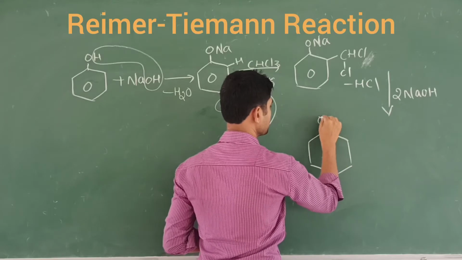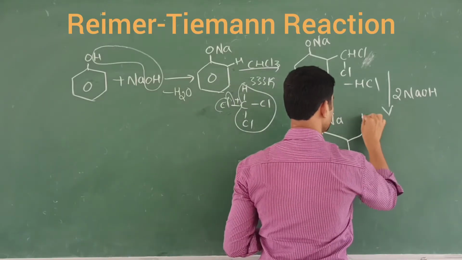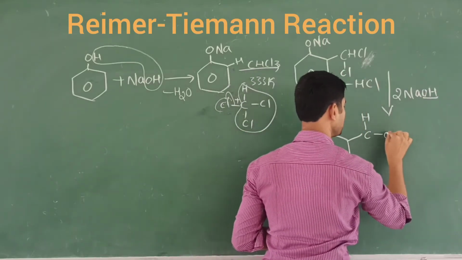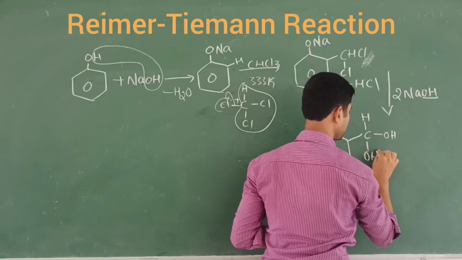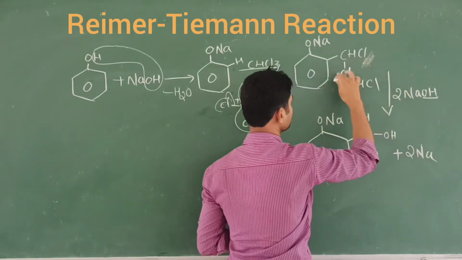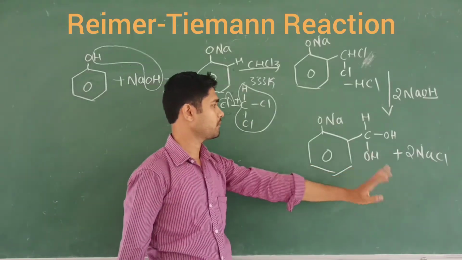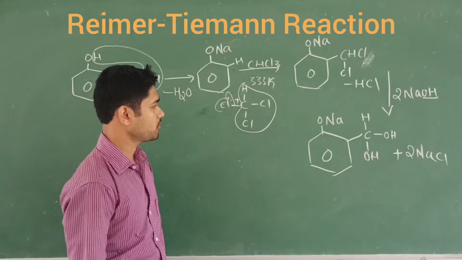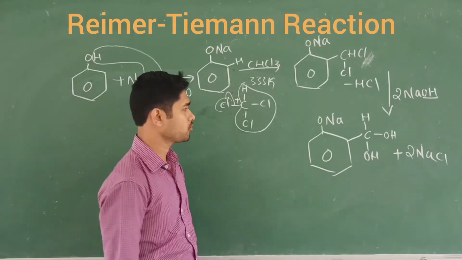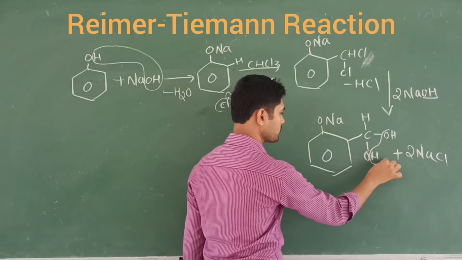So this will be as it is, sodium phenoxide, and here carbon with hydrogen. At the position of the 2 Cl, I take the hydroxide ions, 2 OH groups. So what is left here? 2 Na plus as it is, and we remove the 2 Cl minus, that is called salt. So 2 molecules of sodium chloride salt. So this compound is formed here, and from this compound we are going to remove the water molecules.